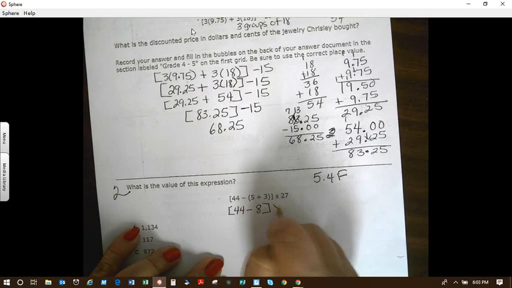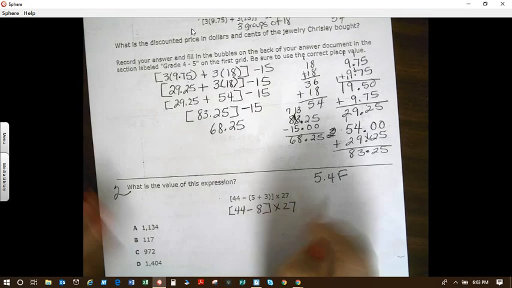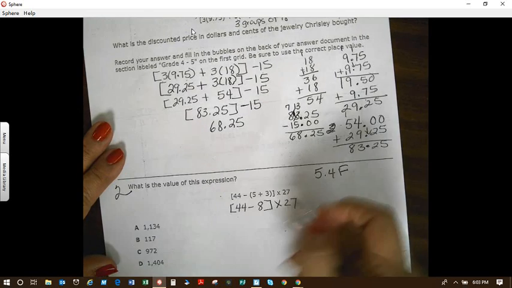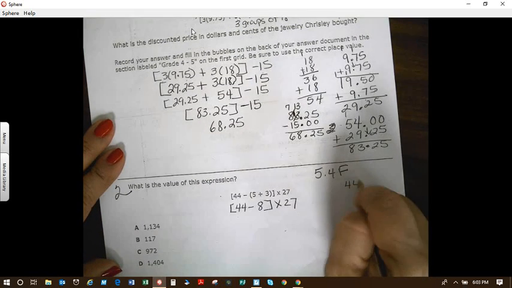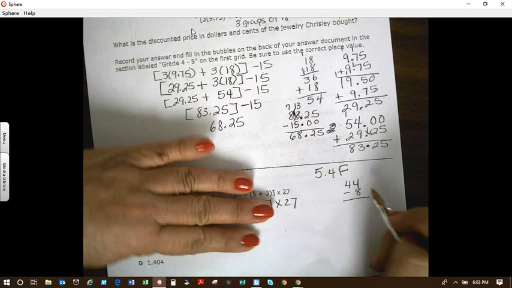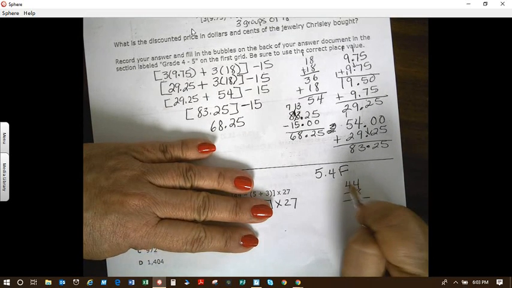Close that up, times 27. Next, I have 44 minus 8. So if you're not sure what that is, work your problems out to the side. You need to regroup. Again, I have 4. Can't take out 8 out of that.